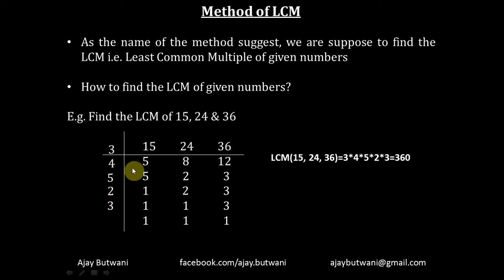LCM of 15, 24 and 36 is 360. How did I find it? I first of all found a number which will divide all 3. Then I found a number which will divide any 2. Then I individually divided all the 3 numbers to get 1, 1 and 1. I multiplied all the factors and I got the LCM of the given numbers. And we are going to use the same method for finding the LCM of any given numbers. I hope finding the least common multiple of any given numbers is clear to you.